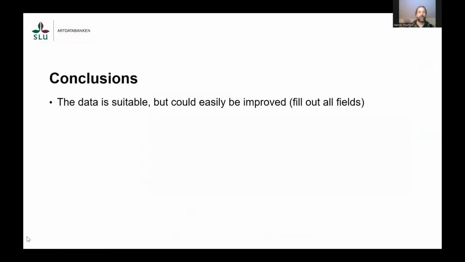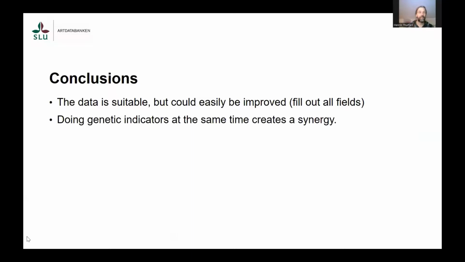Some conclusions are that the data is suitable but could easily be improved. Just by filling out all the fields in the red listing process, we could make a better genetic indicator. If we were to do genetic indicators at the same time as the red list, this would create a synergy and improve both the accuracy and efficiency of both processes.